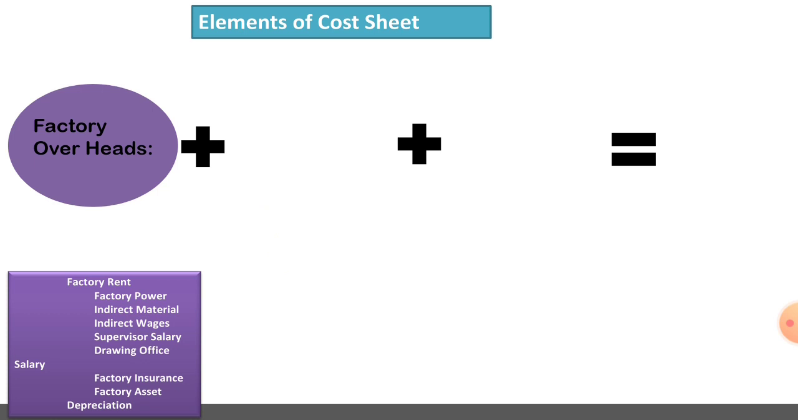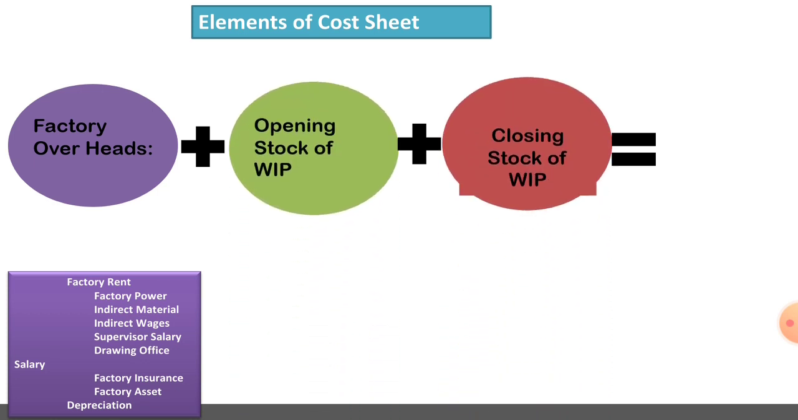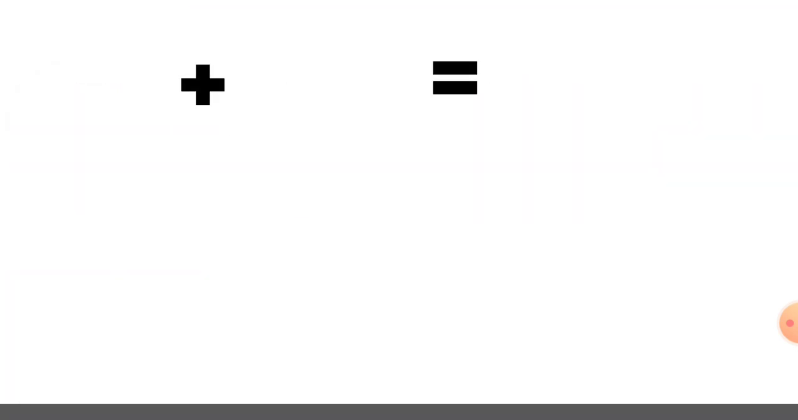And then here you should please make note of it that the closing stock of work in progress has to be minused. Then we will get the works cost, or you can say factory cost. Here in this presentation by mistake the plus sign has been added, but you should please take into account that the closing stock of work in progress has to be minus, so you will get the factory cost or works cost.